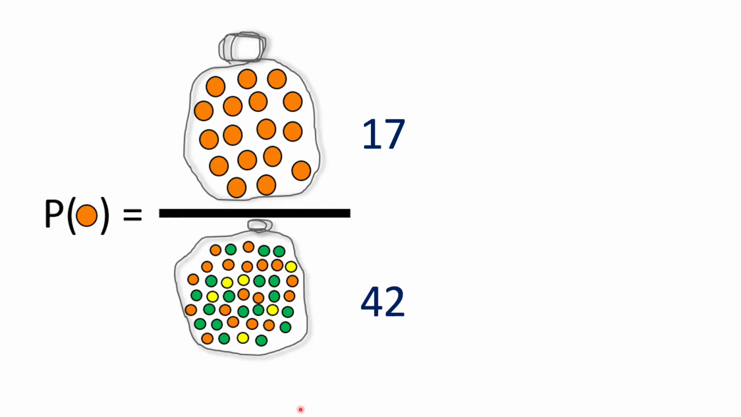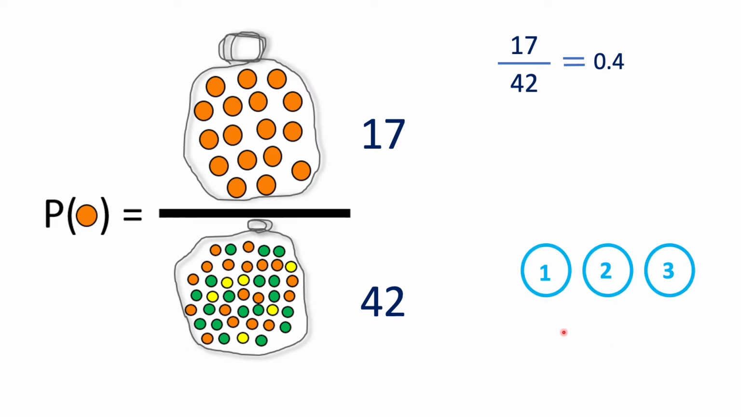Another example to emphasize the same idea. This bag contains different colors of balls. Let us say a total of 42 balls. If you put your hand in the bag with closed eyes, what is the chance or probability that you will pull out one orange ball? You divide the number of orange balls in the bag by the total number of balls, so 17 over 42.